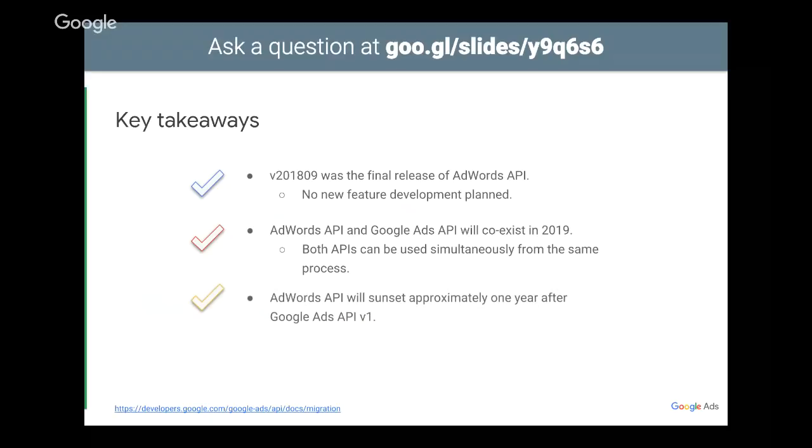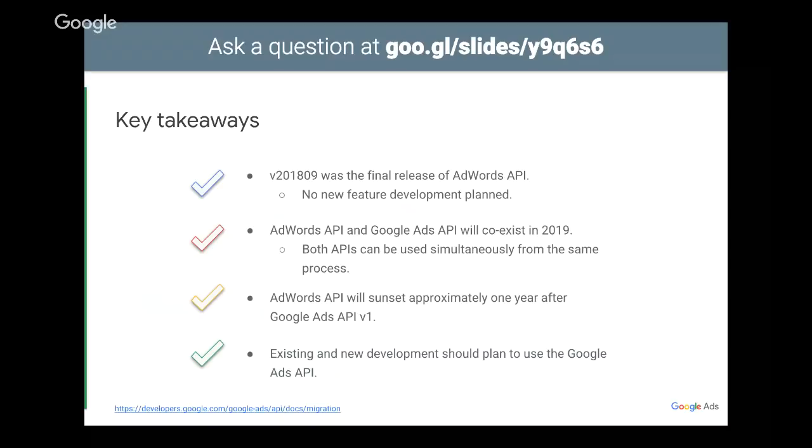Okay, and finally, or third, I've got one more after this. The AdWords API will sunset approximately 1 year after the Google Ads API version 1.0 is released. So both, again, will coexist through 2019. An exact sunset date will be announced when we get closer to that time. We're not necessarily ready to announce the exact date when the AdWords API will be sunset. That's a bit predicated on exactly when the Google Ads API version 1.0 goes into production, but you can expect the AdWords API sunset date will be 1 year from that.